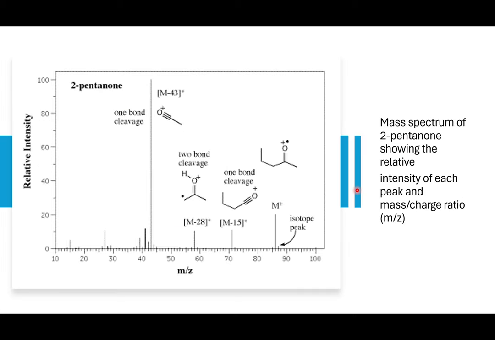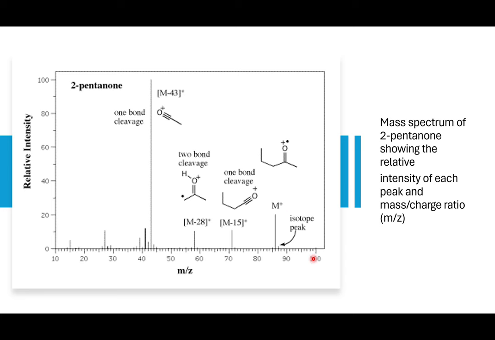All right, so let's look at 2-pentanone here. We have the relative intensity, or the relative abundance, on the y-axis, and on the x-axis we have the mass to charge ratio. Now note that at this level we're speaking to things with just a plus one charge. Therefore the mass to charge ratio translates directly into the mass of the thing itself. So the mass spectrum of 2-pentanone is shown here, showing the relative intensity of each peak and the mass to charge ratio.